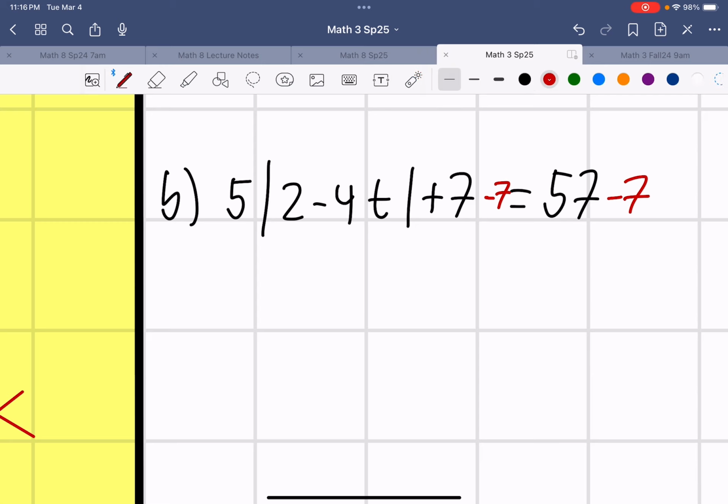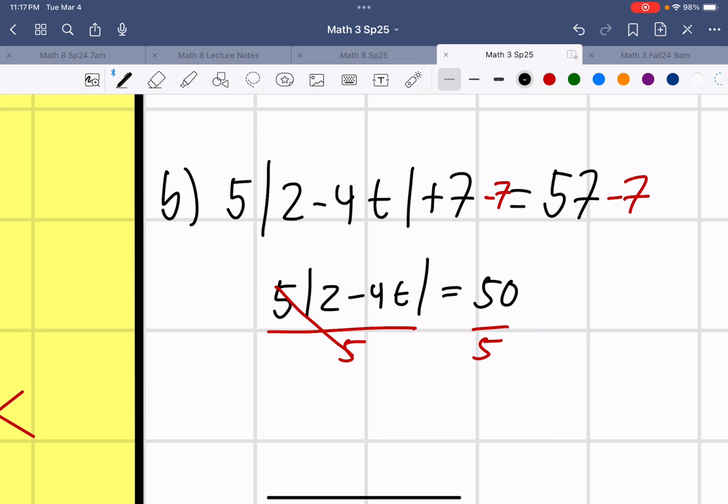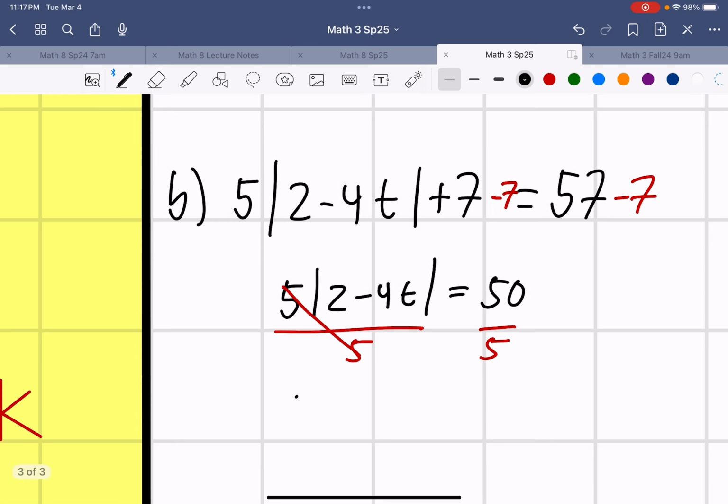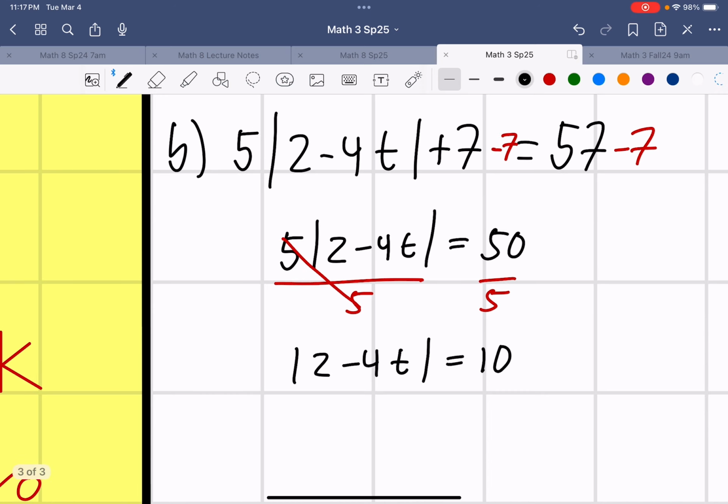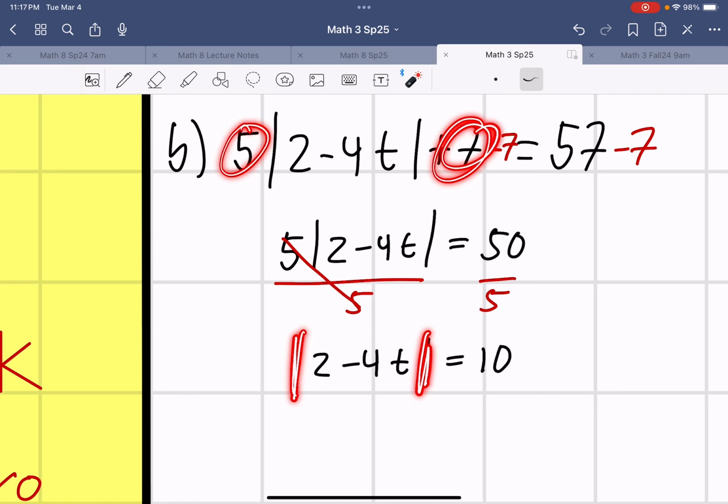By doing this, I get 5 times the absolute value of 2 minus 4t. The 7's cancel. That leaves me with 50. I can now divide by 5 on both sides. That leaves me with 2 minus 4t, close absolute value, equal to 10.